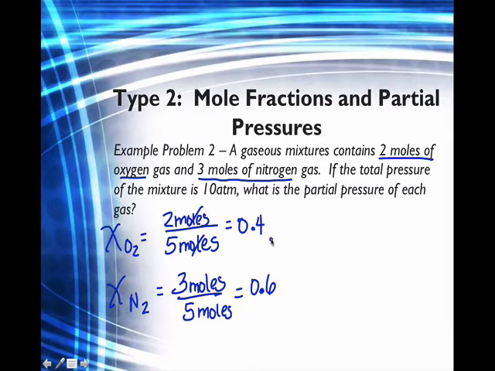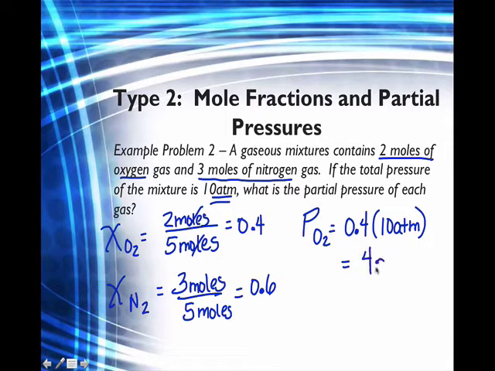Now what I can do to figure out the partial pressure is use that equation that we just wrote down. So the partial pressure of oxygen is going to be equal to its mole fraction, which is 0.4, and I multiply it by the total, which is 10 atm. That's 10 atm for the total pressure of the mixture. 0.4 times 10 equals 4 atms. So the oxygen has a partial pressure of 4 atmospheres.